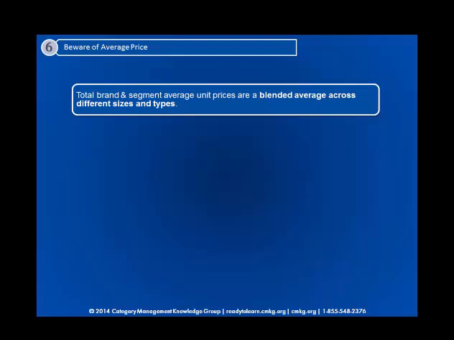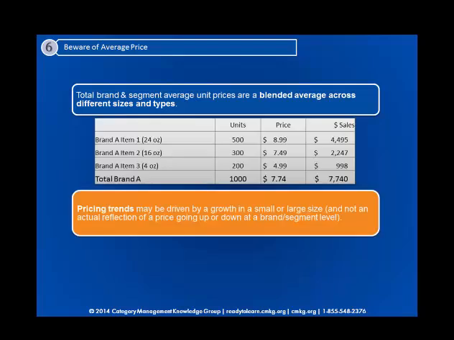Average price, so number 6, yes, is a beware, and I love that this is a kind of a warning message because pricing is such a detailed tactic to get into, and there's so many pricing calculations and analyses that can be done. But it's important to understand the average price calculation. So if you have an average unit price at a brand or segment level, it's really a blend of prices across different sizes and types and time periods.